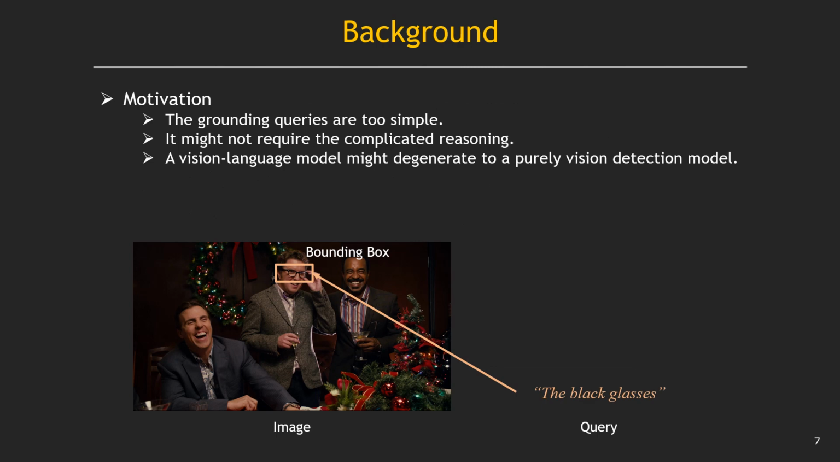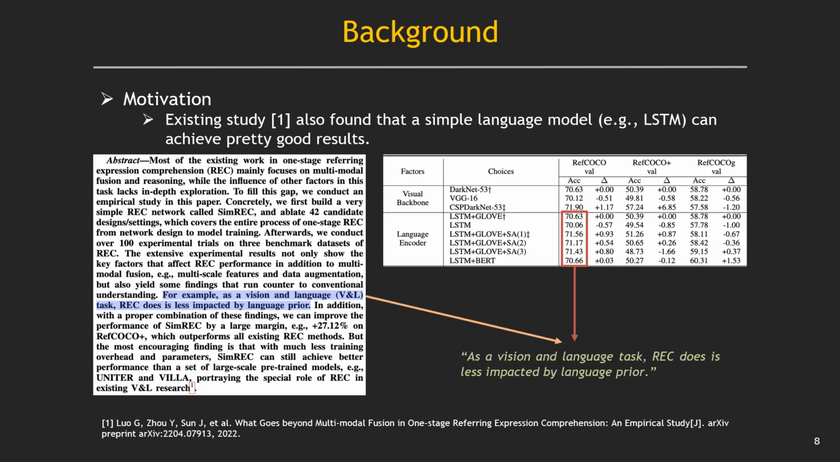However, the grounding queries are too simple and might not require complicated reasoning from the vision language models. This will lead to the situation that a vision language model might degenerate to a purely vision detection model. There are also some supporting studies. Take the study from Luo, for example. It studies many factors that affect the performance of existing VG models. They found that a simple language model, e.g., LSTM, can achieve pretty good, even SOTA, results on existing benchmarks. They concluded that, as a vision and language task, visual grounding is less impacted by language prior.